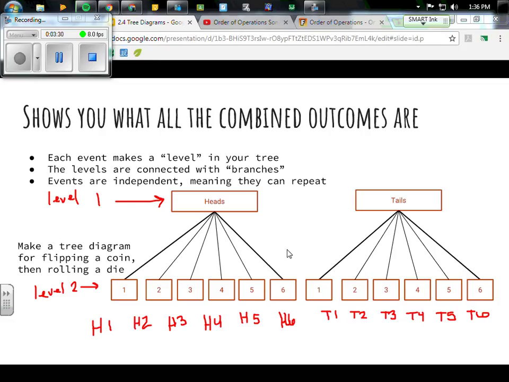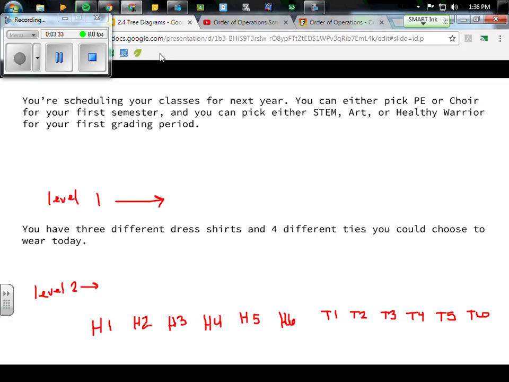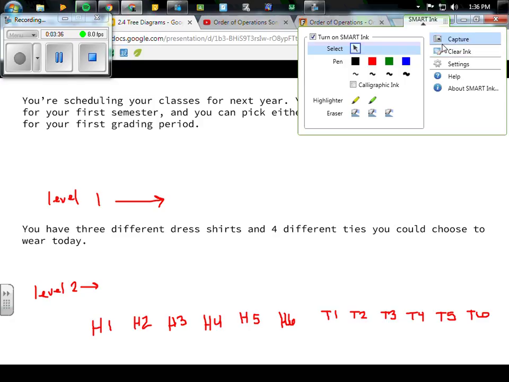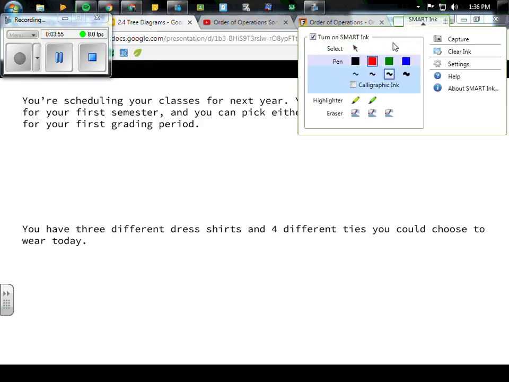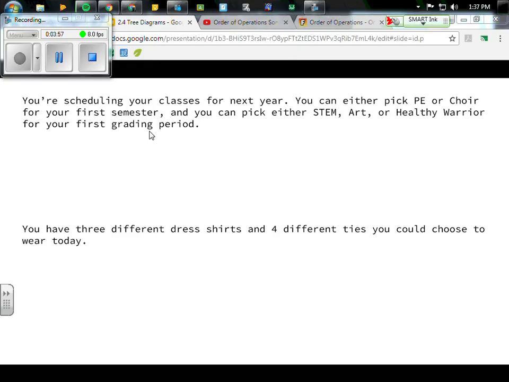Let's practice a couple more. Let's clear our ink. All right, so you're scheduling your classes for next year. You can pick either PE or choir for your first semester, and you can pick either STEM, art, or Healthy Warrior for your first grading period. So our two levels are going to be our semester classes, and the second level is going to be the first grading period classes. Our first level is going to be made up of either gym or choir, and then the second level is going to be STEM, art, or Healthy Warrior.